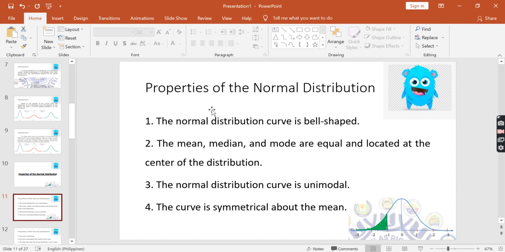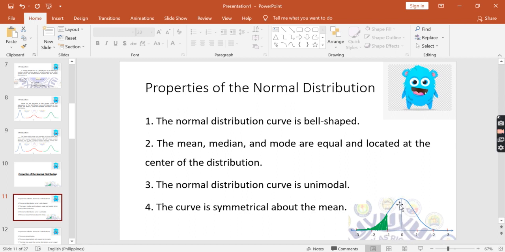First, the normal distribution is bell-shaped. So you can see here on the figure on the lower right, it looks like a bell. Second, the mean, median, and mode are equal and located at the center. So here at the center, don't mind the values on the lower part. We will discuss that later on.